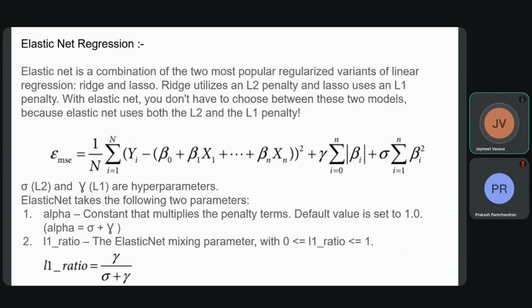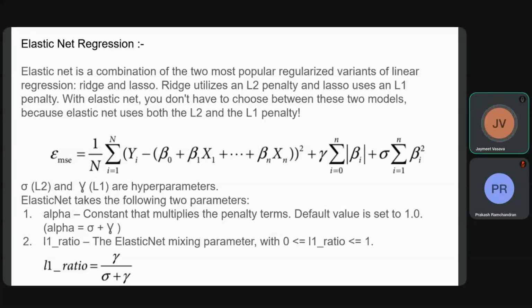So the error term becomes 1 by n, summation of i equals 1 to n, of yi minus (beta 0 plus beta 1 x1 till beta n xn) whole square, plus gamma, which is basically the L1 or the lasso hyperparameter, into summation of i equals 1 to n of the mod value of beta i, plus sigma, which is the L2 hyperparameter or the ridge parameter, which is the summation of i equals 1 to n of beta i square.